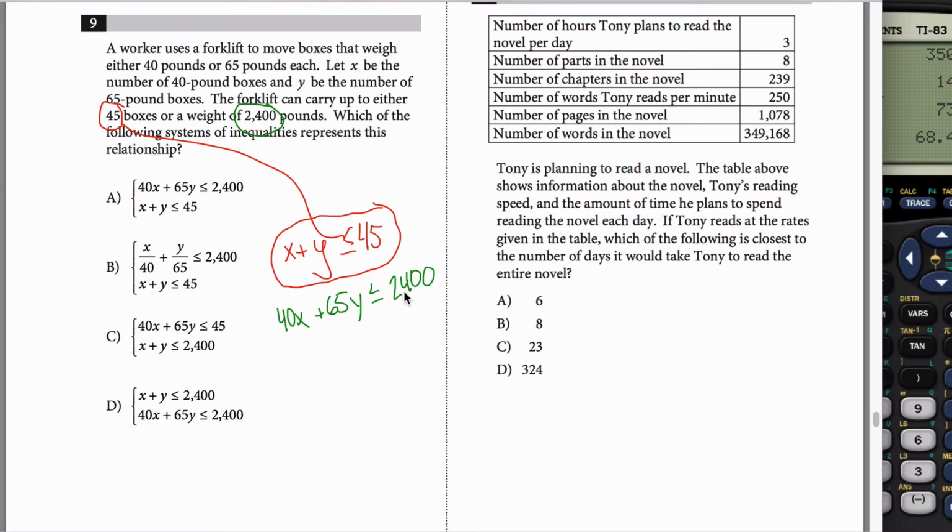So I have these two inequalities, and what I do is I come over here and look for them. And I think that's this first one. And I guess you could go through and convince yourself that it's not any of the other ones. So yeah, I guess the answer would be A.